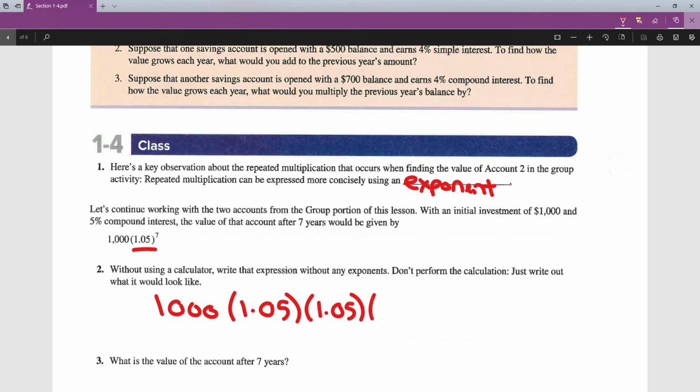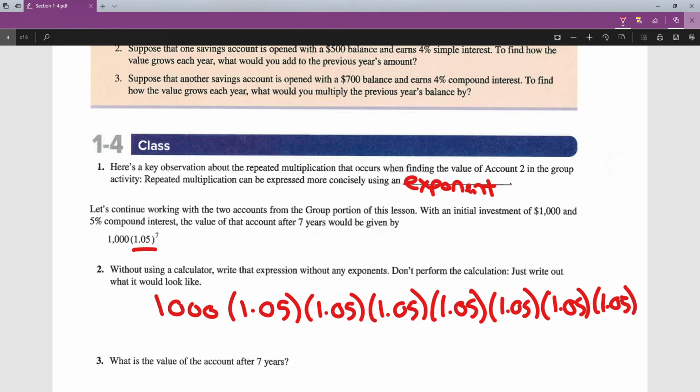2, 3, 4, 5, 6, I can just about fit it in, 7. That's what that exponent means. So these two expressions in under number 1 and number 2 mean the same thing.